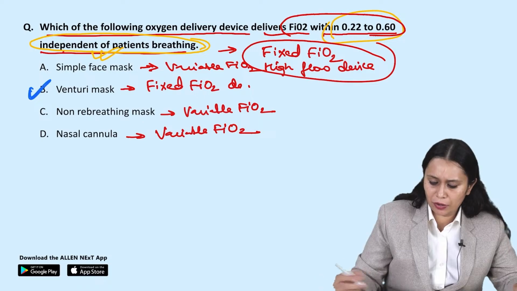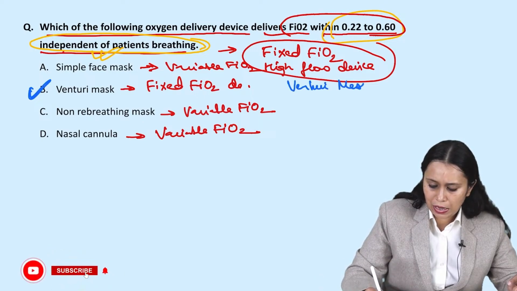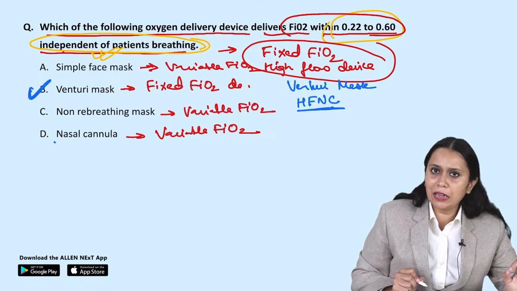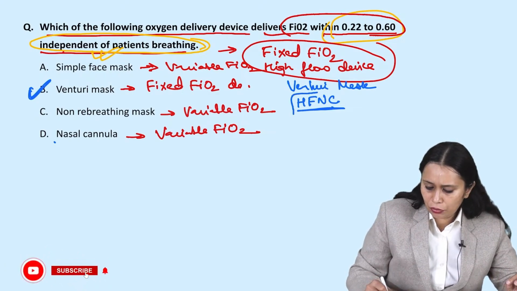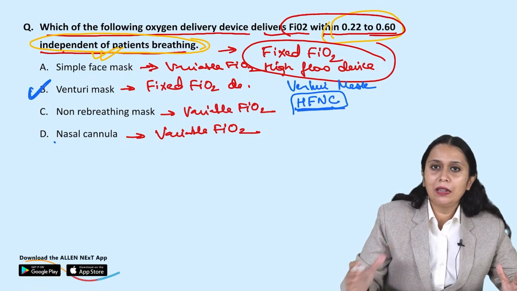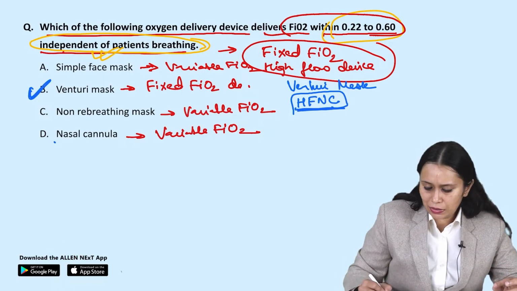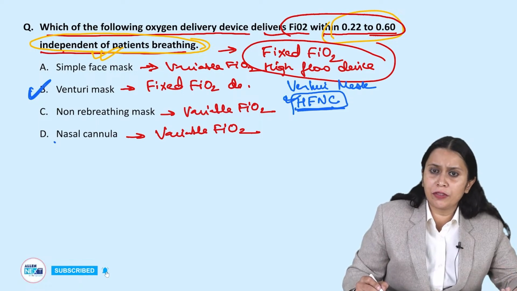Two important devices you have to remember: Venturi mask and HFNC, high flow nasal cannula. Here simple nasal cannula is in the option, which is a low flow device. High flow nasal cannula is a high flow device, a special device attached with, let's say, an oxygen air mixer, right? So this high flow nasal cannula provides a high flow and fixed FiO2.